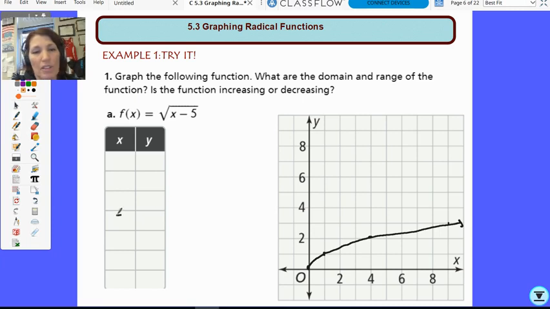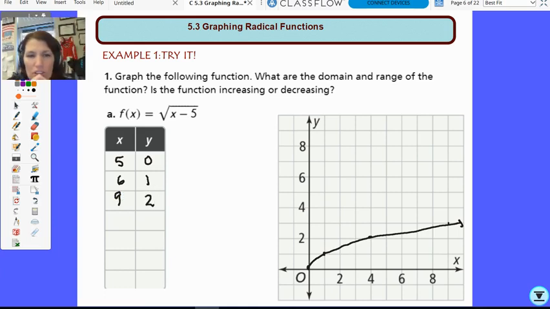I'm going to put 5, because 5 is going to bring this back to 0, so the square root of 0. Then I want to know what's going to get me to 1. Actually, I don't need to do this part on the square roots, because there's nothing on this side of the 0 point. So if I start with 5, 0. Then if I start with 6, 6 minus 5 is 1, and the square root of 1 is 1. If I want to try to get it to 4, what is that going to be? 9. So 9 minus 5 is 4, and the square root of 4 is 2.